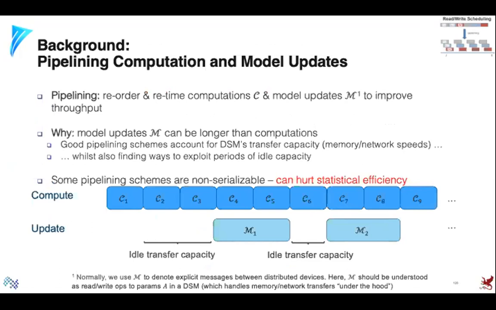Note that model updates can take much longer than computations because they need to be transmitted as messages to, say, commit to GPU memory or even to send across the network. So you have to account for the transfer capacity, which is essentially the memory speed and the network speed of the DSM system. And you want to take advantage of these periods of idleness to send data while the opportunity exists. While most pipelining schemes will try to maintain serializability and not hurt statistical efficiency, there are a few schemes out there that might sacrifice a little bit of this for higher throughput.